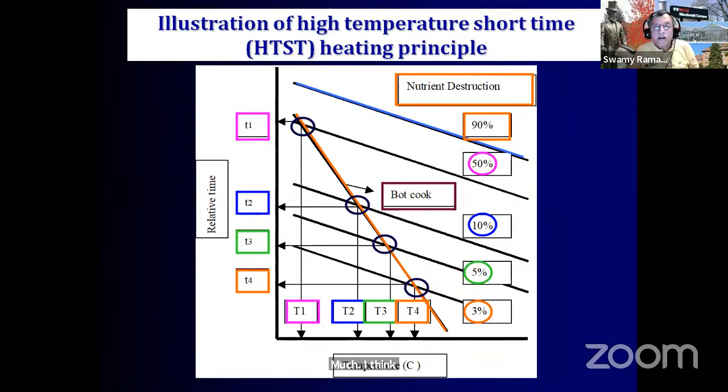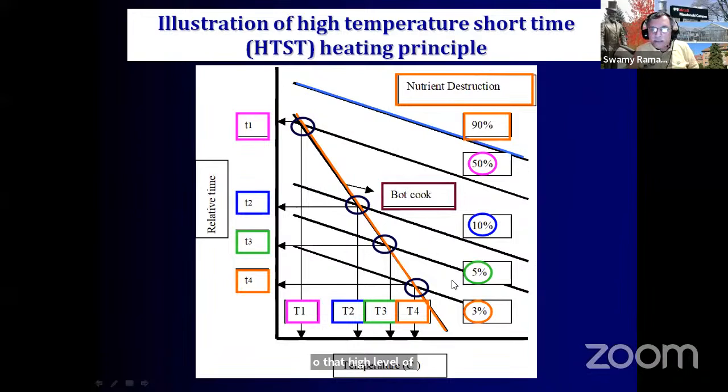So it requires much longer restriction time than to create 12 log cycle reduction. 12 log cycle is 99.999999, like ten nines there. Okay, so that high level of destruction, but we only destroy 90% of the nutrient.